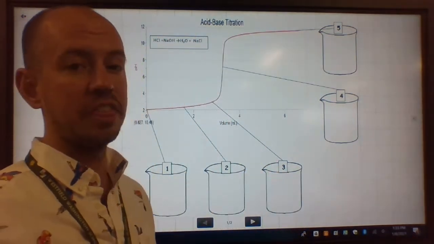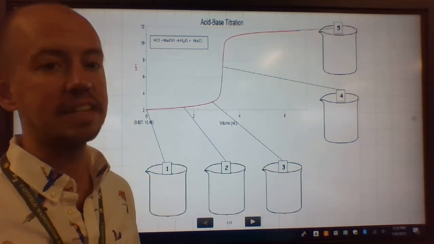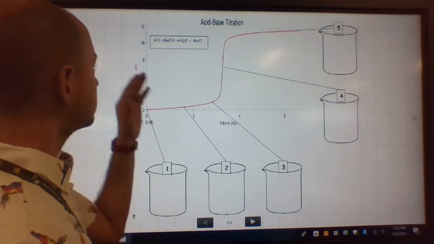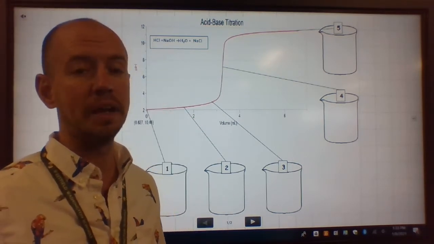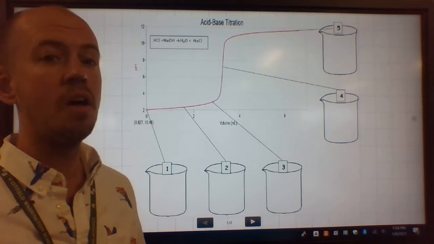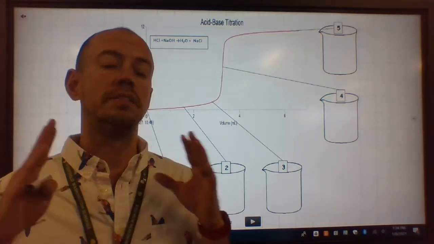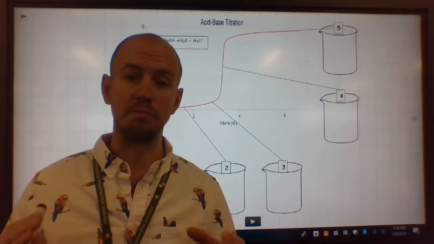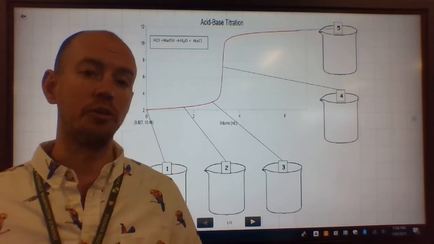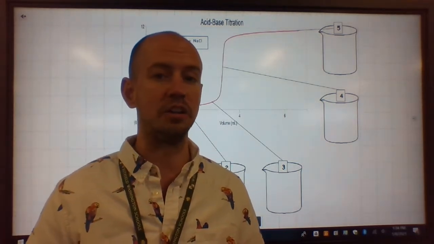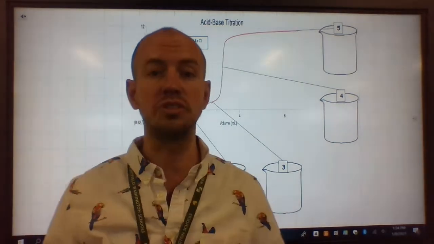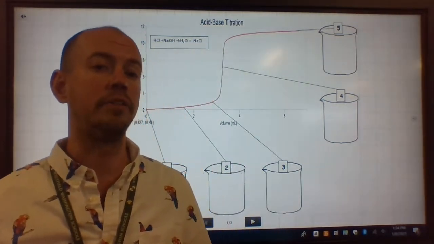So the first thing we want to think about is writing that as a net ionic equation. So HCl with NaOH makes water and NaCl. We should know that strong acids and strong bases completely dissociate. We should also know a limited number of solubility rules, for example, that sodium compounds are always soluble.